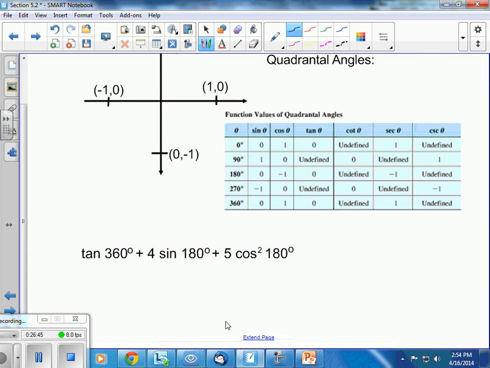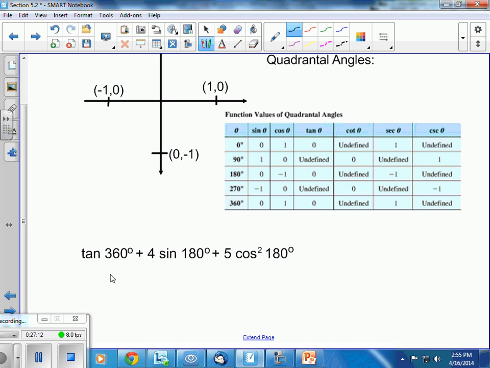So given those values of quadrantal angles, you may be given something like this, and it says find the value of the tangent of 360 degrees plus 4 times the sine of 180 degrees plus 5 times cosine squared of 180 degrees. That means take the value of the cosine of 180 and square it.